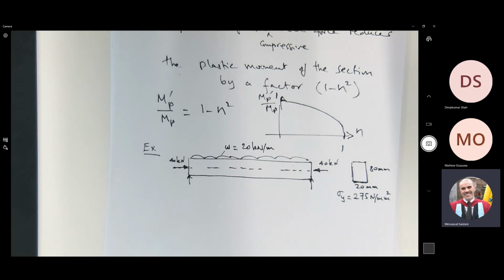Now, what I want you to do is, using the equations, all of them, work out what is the squash load, the squash load factor, what is the reduction, and then give me the answer. I haven't done it, so I want to give you about 10 minutes to do this, please.